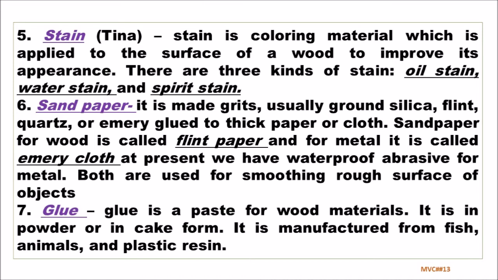And the last one is glue. Glue is a base for wood materials. It is in powder or in cake form. It is manufactured from fish, animals, and plastic resin. These are the different types sources of finishing materials.